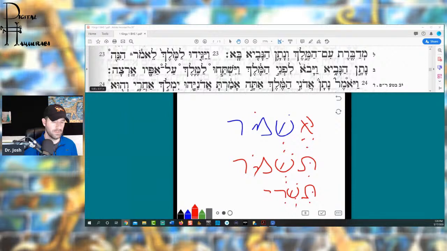These are the standard prefixes for an imperfect. So the question then is, why is this a qamets here instead of a tsere?